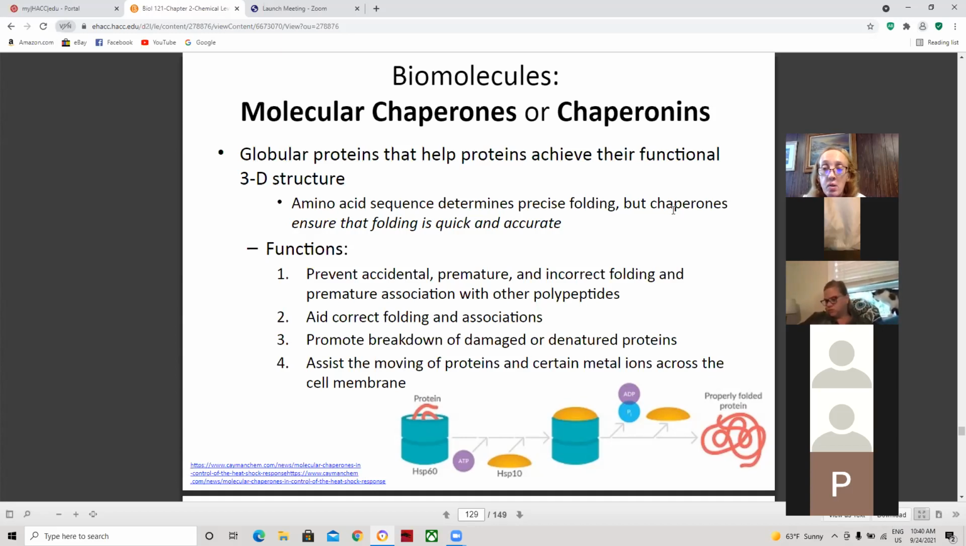Or one part of the molecule may easily interact with another part, but in the functional protein, that part actually interacts with a different part. It's a little complex, but chaperones ensure that the folding is quick and that the parts of the molecule that are supposed to interact are interacting, and certain other interactions are not occurring. So these chaperones prevent accidental and premature folding and premature association with other polypeptides. They aid correct folding and associations and promote the breakdown of damaged or denatured proteins. They also assist with the moving of proteins and certain metal ions across the cell membrane.